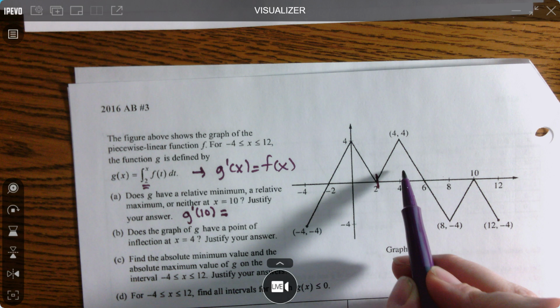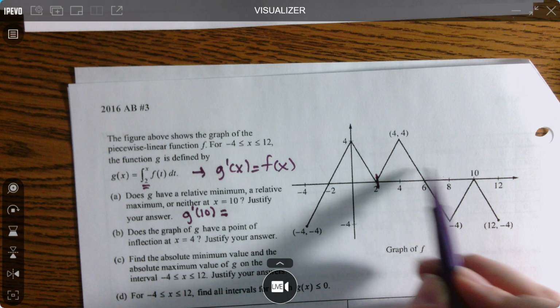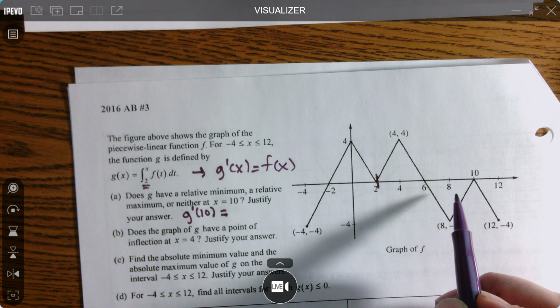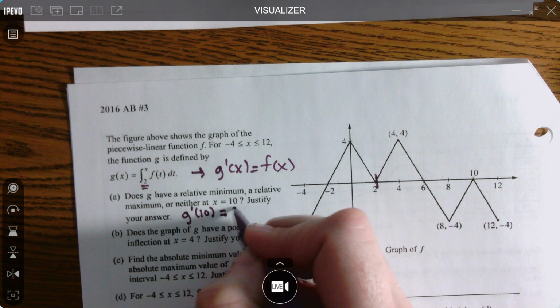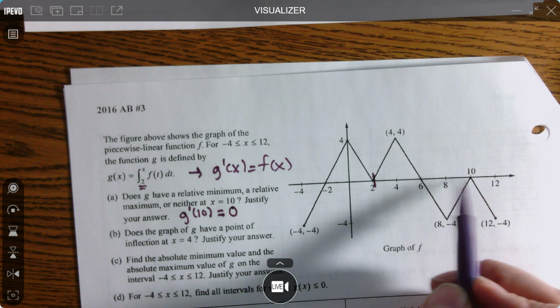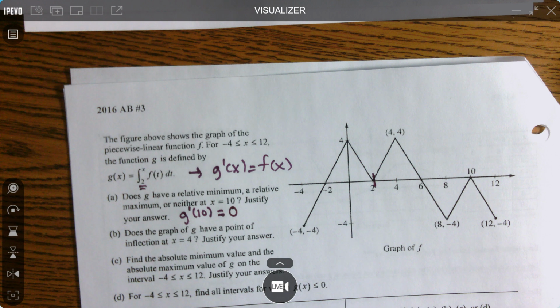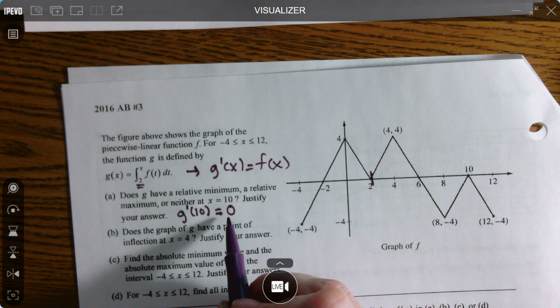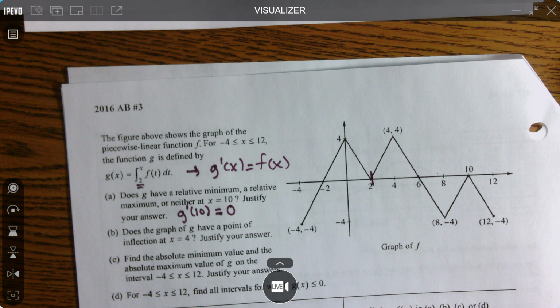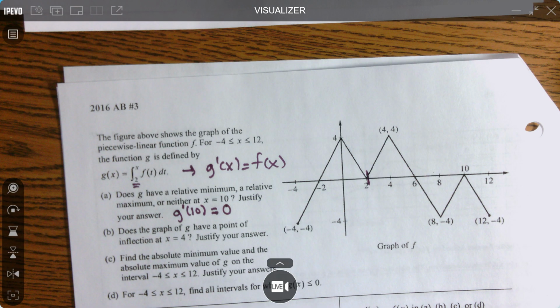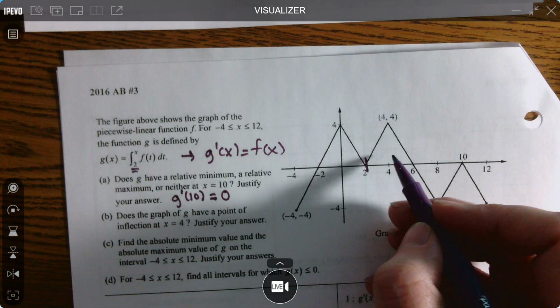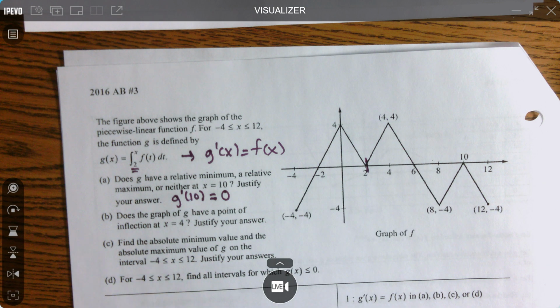But I hope you will agree that if I have this triangle and I add those two areas together, I would get a 0. So again, from 2 to 10, I'm thinking the area is 0. So it really is a critical value at 10. So it is a candidate for being a min or a max.